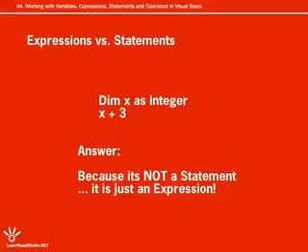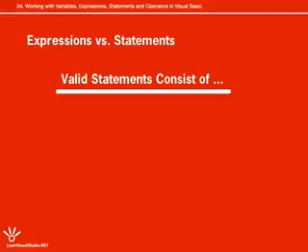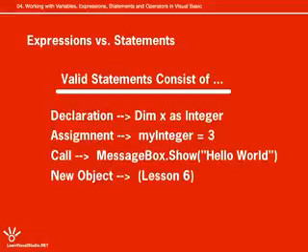And what is a valid statement? Well, there's several different classifications of valid statements. A valid statement can be a variable declaration. So, for example, Dim x As Integer. Or an assignment, where you might have myInteger = 3 or myInteger = x + 3. You can have a call, like a method call, and we've done this several times already. MessageBox.Show, that's the method we're going to call, passing in a literal string of "Hello World". Or a valid statement could be a new object declaration. We're going to talk about this one in lesson 6. So just hang on to that idea.